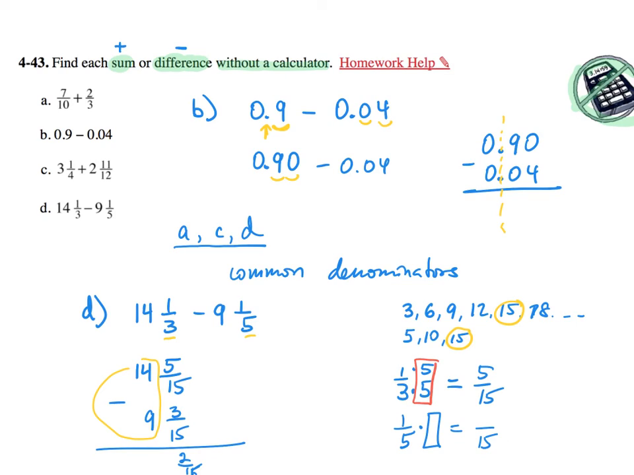Again, you could have changed it to an improper fraction, which will give you larger numbers, and then with the common denominator, follow the process. That's the end of the video, so go ahead and do the other problems that I skipped on your own.